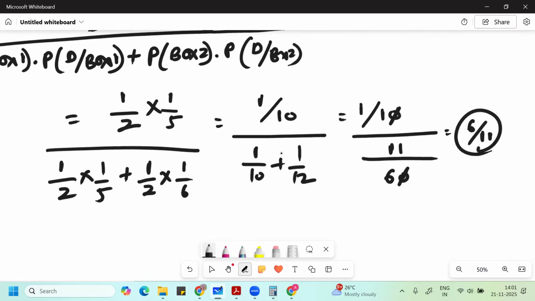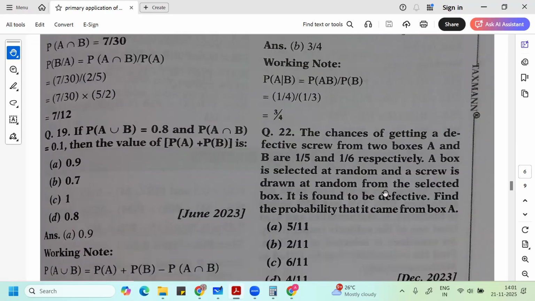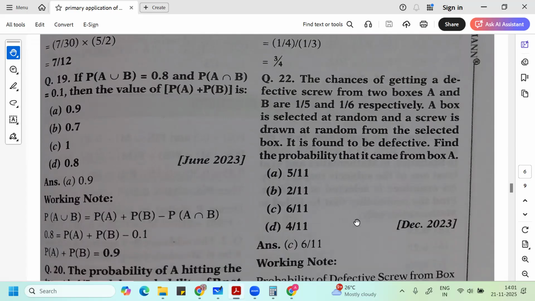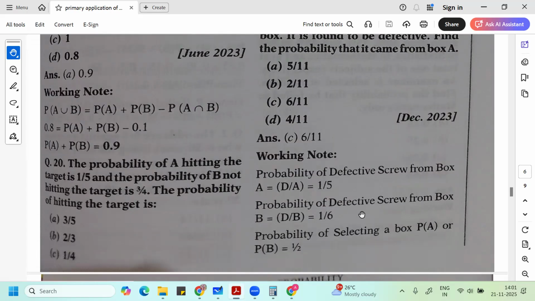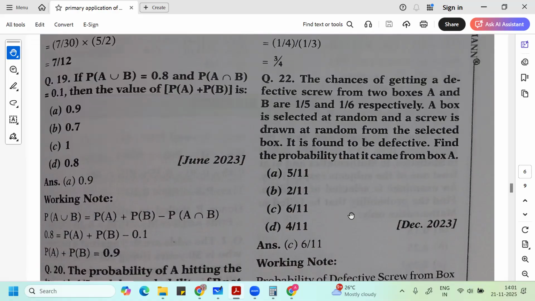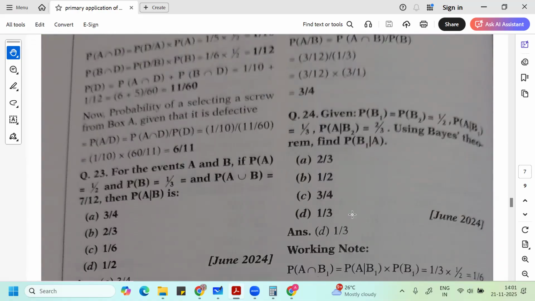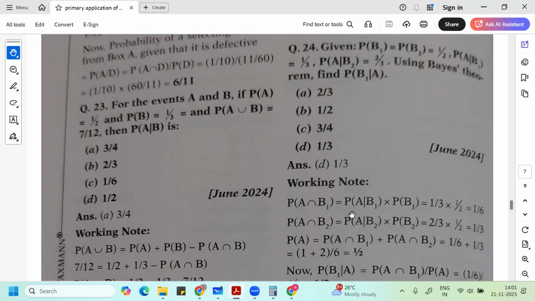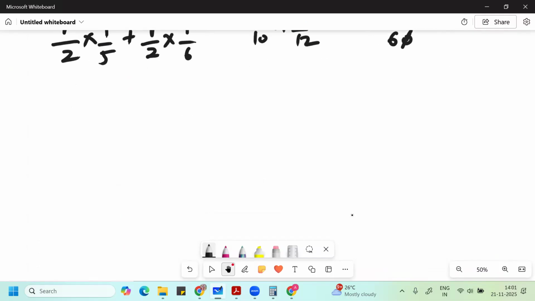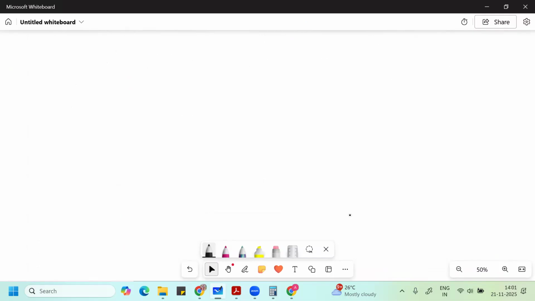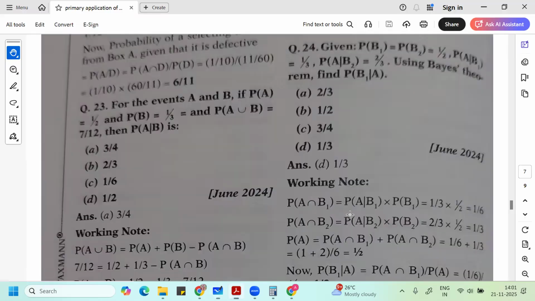So this is a concept of Bayes theorem. Already in the last class, we have discussed Bayes theorem. The answer is option C, 6 by 11. So question number 22 done. Now question number 23.